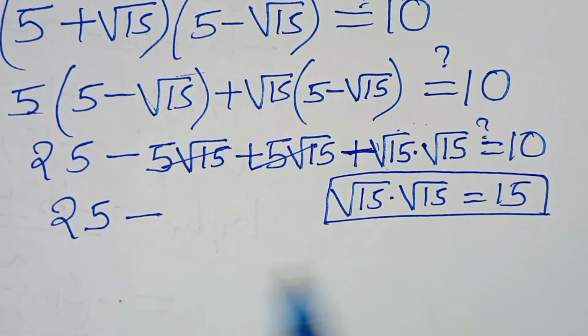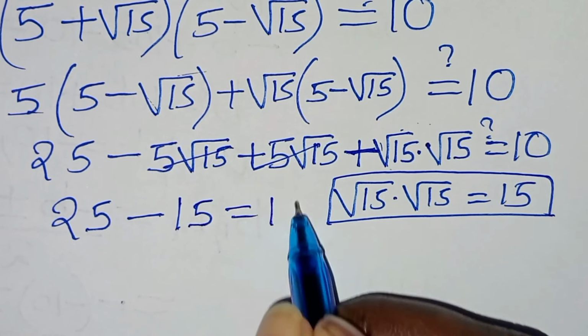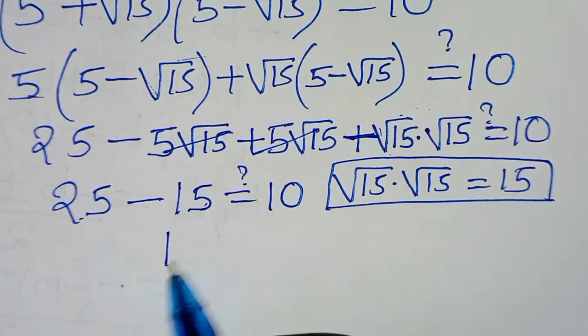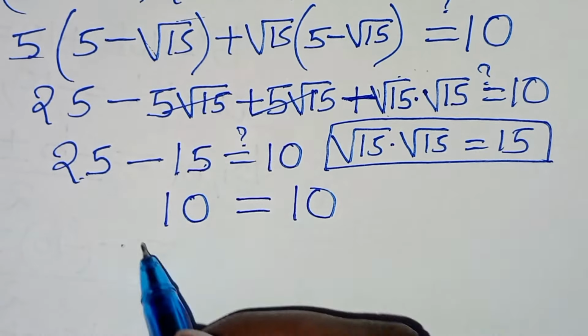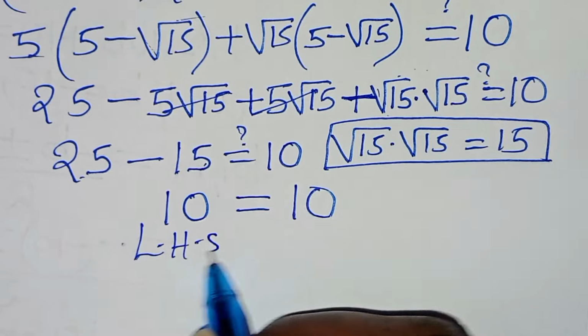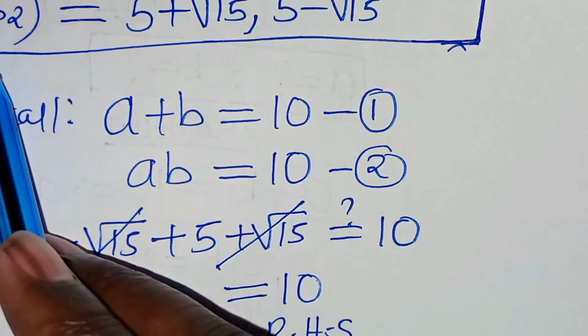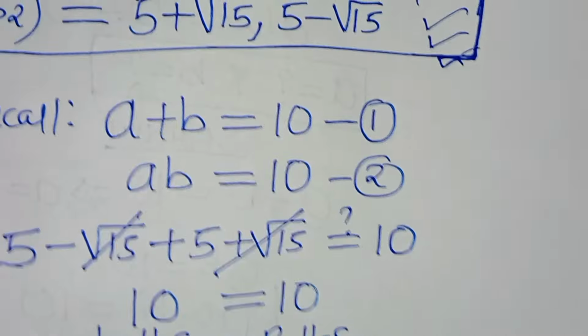Let's substitute this. So we have 25 minus 15. This should give us a value of 10. 25 minus 15, this is equal to 10, which is equal to 10. So the left hand side is equal to the right hand side. And this proves that a2, b2 satisfies the equation.